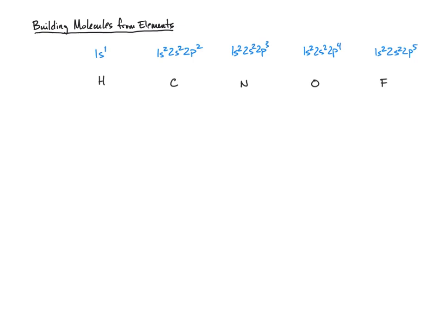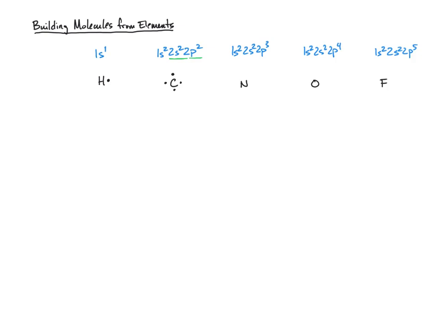For hydrogen, there's only a single valence electron, so we're going to represent that as a dot. For carbon, we're specifically looking at 2s2, 2p2, so there's 4 valence electrons. So we're going to add them around the carbon such that we're not pairing them at this point.